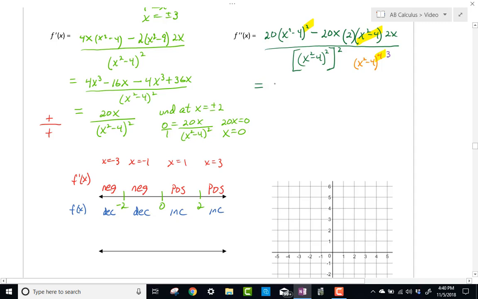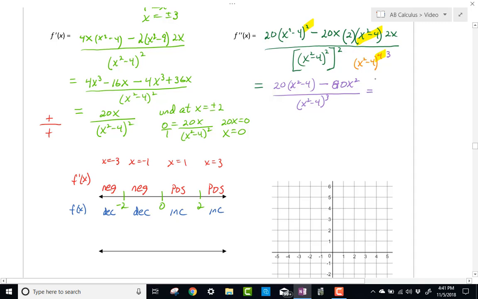Okay, so I'm going to rewrite what I have left at this point. Okay, so I have 20 times x squared minus 4 minus, now I'm going to combine some terms over here. The x squared minus 4 is gone, so I've got 2x times 2, which is 4x, and 4x times 20x is 80x squared. Excuse me, 80x squared, there we go. The denominator is just x squared minus 4 to the third power. And I don't want to multiply that out because that's just going to get ugly and messy.